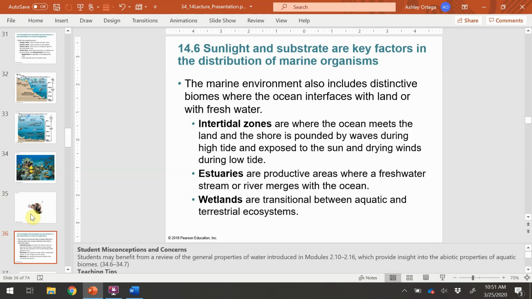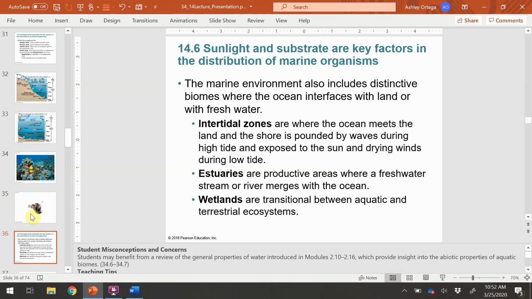Looking at estuaries would be the next thing. Estuaries are where freshwater meets ocean water or marine water. This region has unique salinity factors and unique organisms adapted to either freshwater or ocean water or both. And looking lastly, wetlands are transitional areas between aquatic and terrestrial ecosystems.